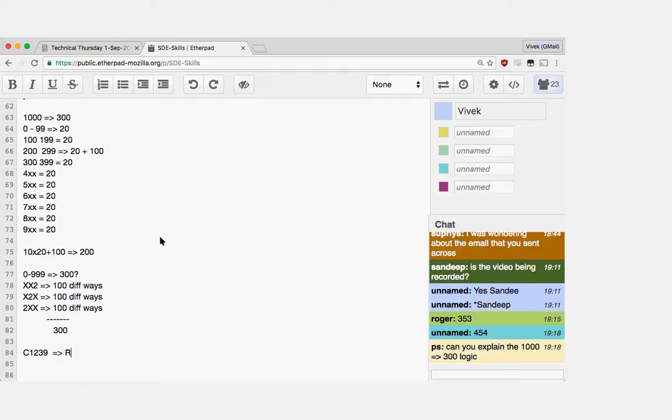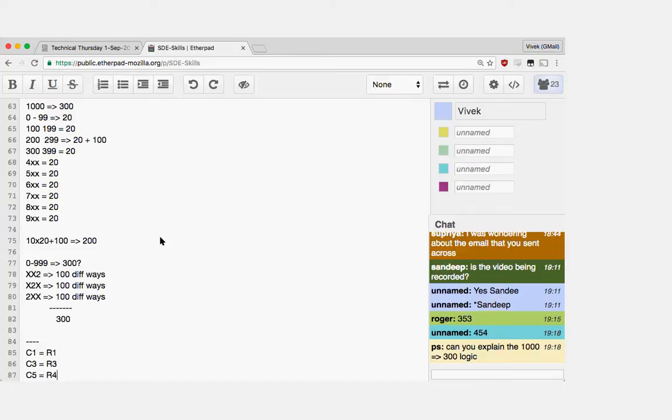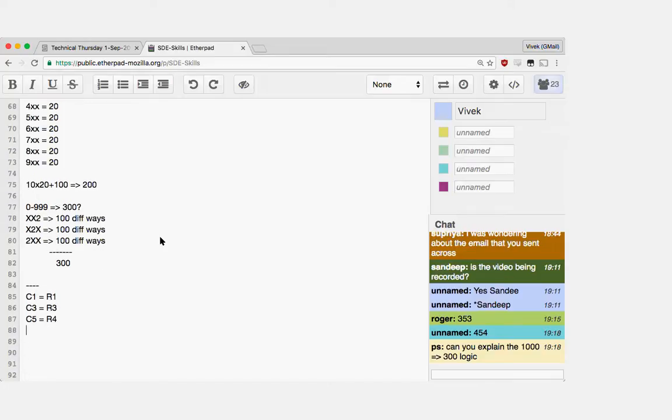We should probably rethink how we are counting the numbers between the ranges. The previously discussed logic was basically to look at all combinations. So if we are looking at XX2, we said there are 100 different ways, but the way we have to count it is we should not really look at 2 in the hundreds and the tens place as well. So, okay, let's go. I'm just going. C1 is R1, correct?